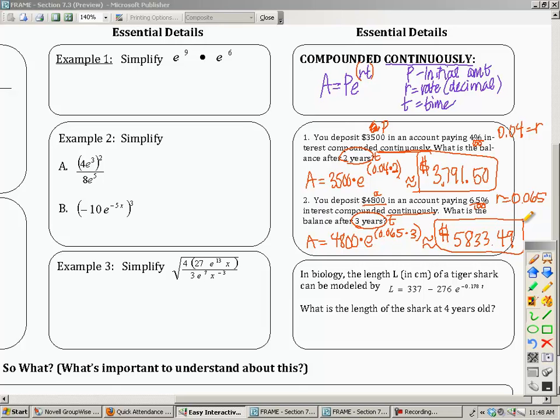This last one is an on your own question. This is, can you plug things into your calculator correctly? So take a look. They're telling you the length of a tiger shark is modeled by a function of its age, where t is its age. So what's the length of the shark at 4 years old? I'm going to give you a hint. Plug 4 in for t and tell me what you get. Okay, and again, I'm looking for how long it is. Let's go 2 decimal places in your calculator again. This question here is due before you come to class.